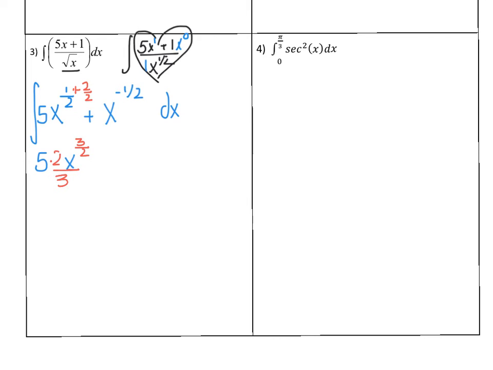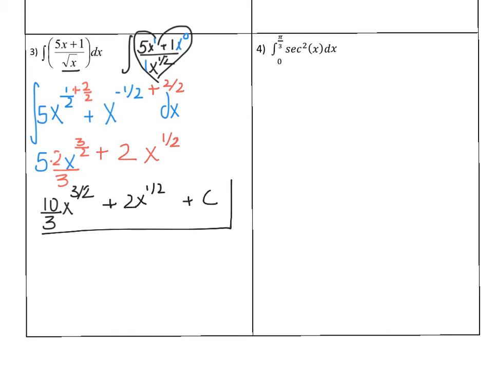So then that gives me my final answer as 10/3 x to the 3/2. So now this is the same thing for this second term. We're going to add 1. So I'm going to add 2/2 to this power, which gives me 1/2. And then instead of dividing by 1/2, I'm going to multiply by that reciprocal, which is 2. And don't forget the plus sign. So then my final answer for this second term is plus 2x to the 1/2. And then don't forget the plus c for your final answer.